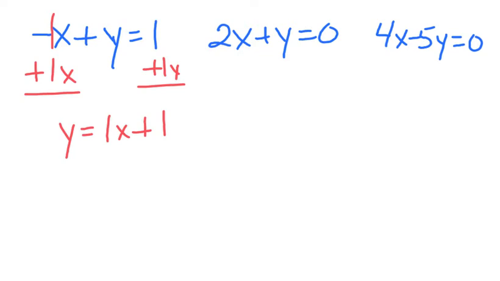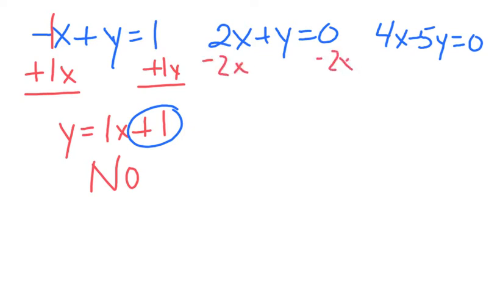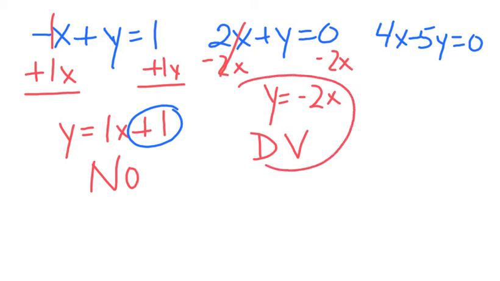Is that direct variation? No. Why is it not? Because it has this part. That makes it not direct variation. Okay, let's do the next one. Minus 2x, minus 2x. So that cancels, that leaves y equals negative 2x, because the 0, 0 minus 2x is just minus 2x. There's no plus or minus thing, so yes, this is direct variation. This one fits into the formula y equals ax. Okay? Next one. Is it direct variation?